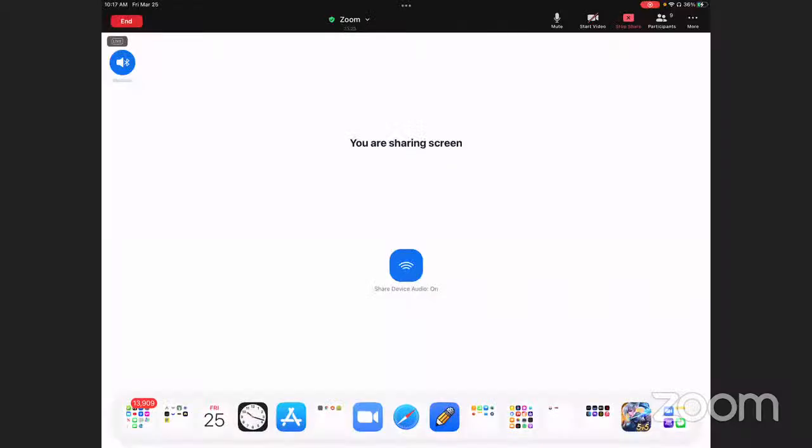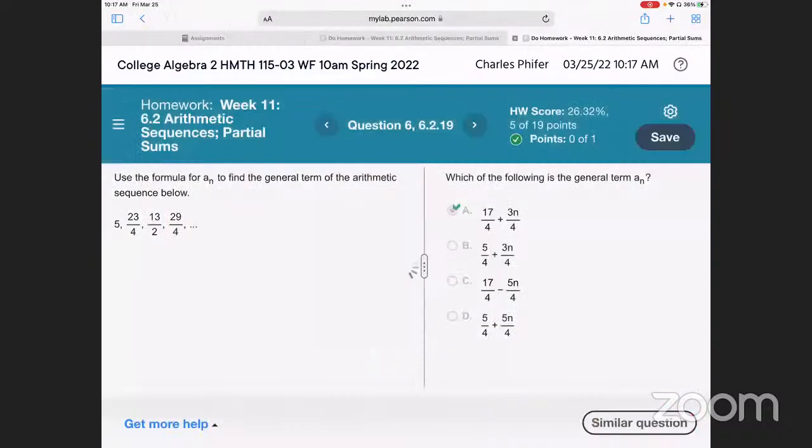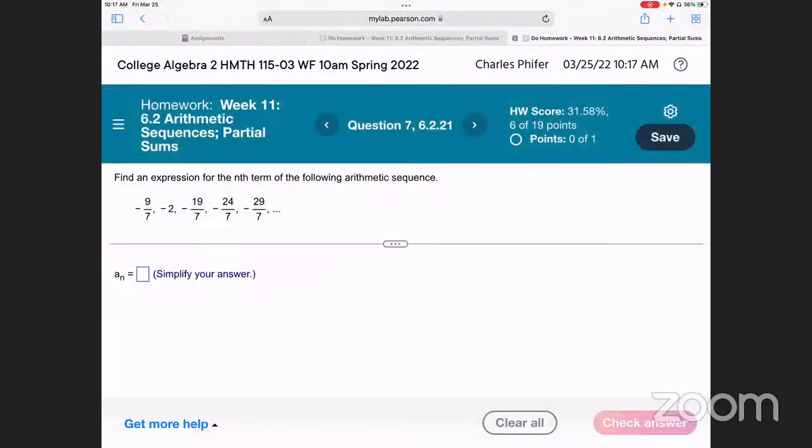If you're just joining us, welcome. We're working on the homework for section 6.2. We've gotten through about 6 questions. Okay, find an expression for the nth term of the following arithmetic sequence. Are we adding the same thing? Okay, let's get a copy and take some notes.